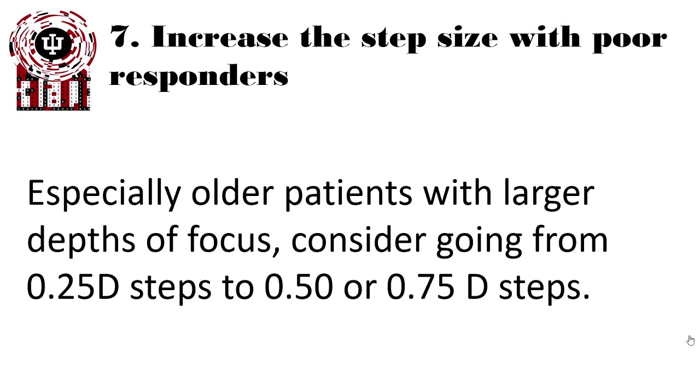Sometimes you need to increase your step size with poor responders. This is especially true with older patients due to depth of focus, cataracts, other issues going on, dryness. In those situations, consider going to larger steps. Normally we do 0.25 diopter steps. Instead, go to a half diopter or 0.75 diopter steps to test the patient, which they can respond to easier. The larger the jump, the easier it is to respond.